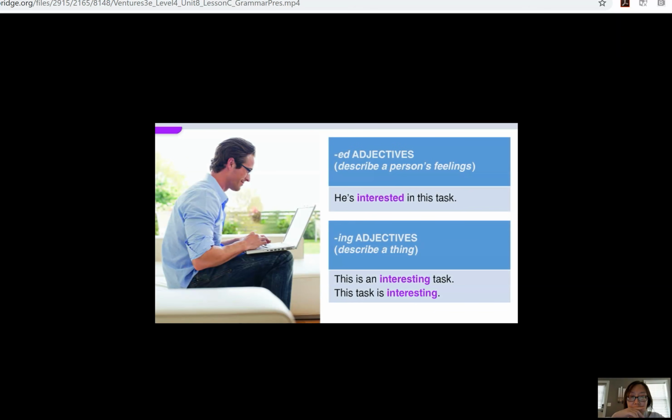Ed adjectives describe a person's feelings. He's interested in this task. Ing adjectives describe a thing. This is an interesting task. This task is interesting.